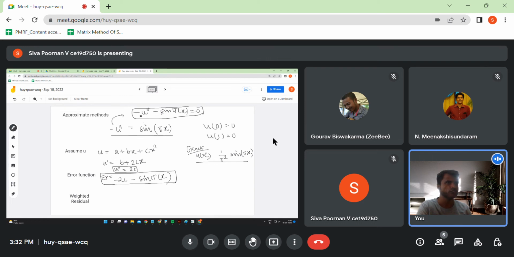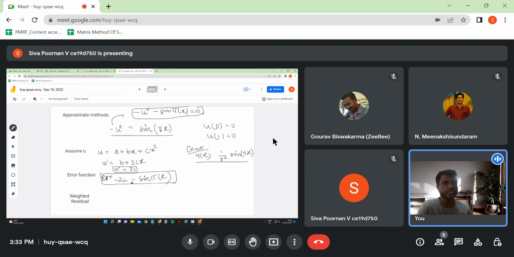So I'm just substituting 2c here. So 2c minus sin pi x will not be equal to 0, but it will be equal to some error. That's what I'm writing here. Clear? So error is equal to this thing is what I have. Now what I want to ensure is that the total error needs to be minimized, right?